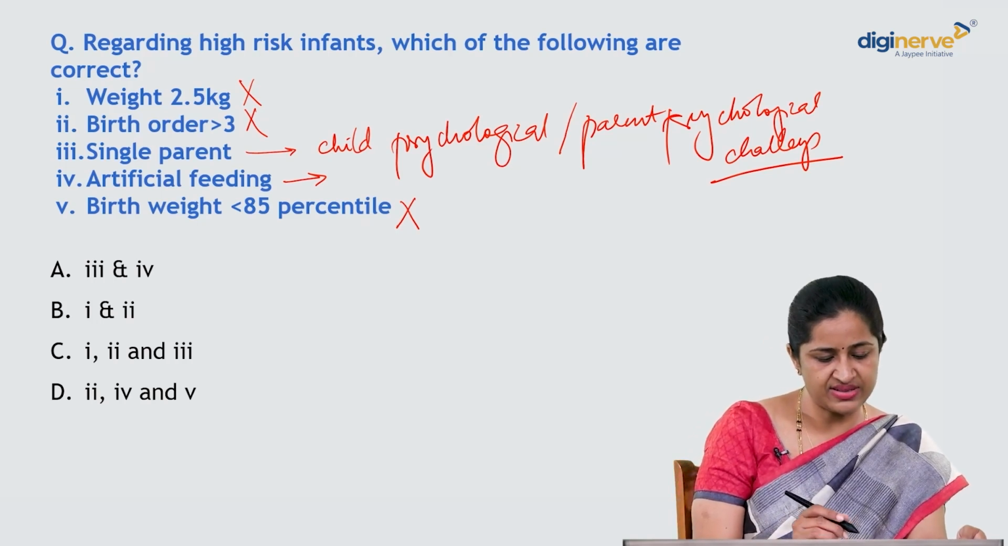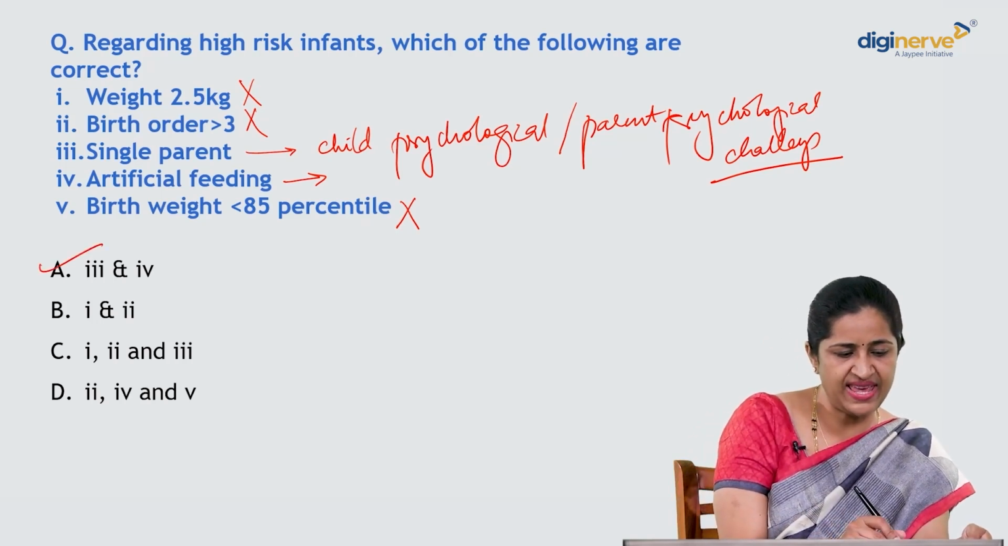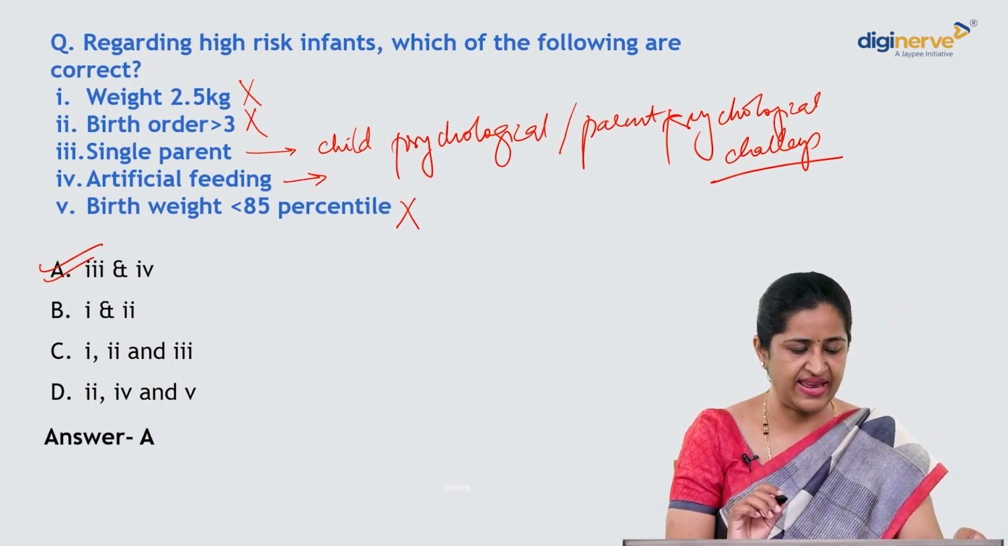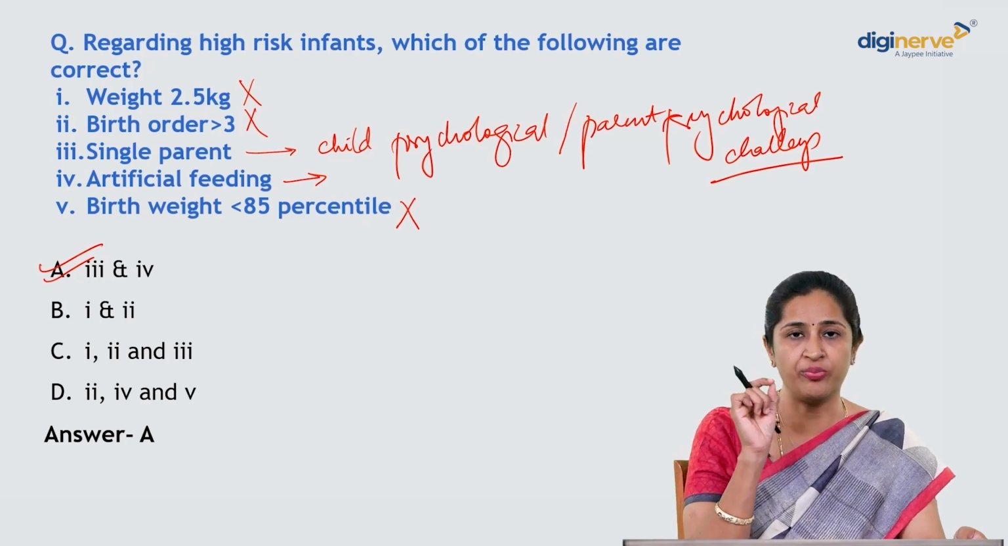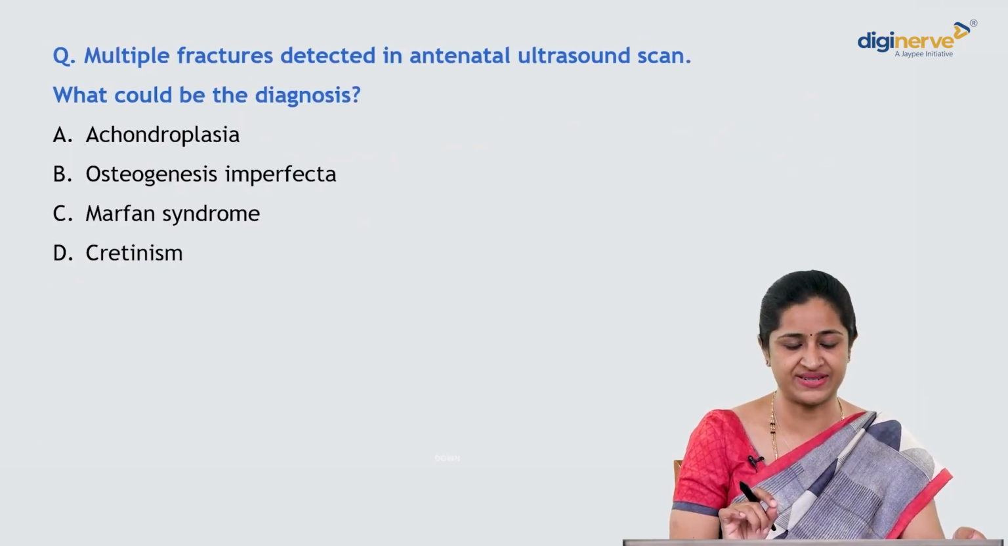So where is the correct answer there? You have 3 and 4, that is A. So the correct answer is A. 3 and 4, single parenting and artificial feeding, being the components of high risk among this list.